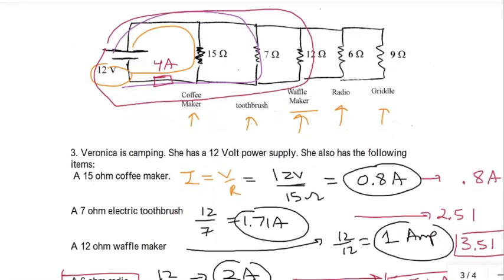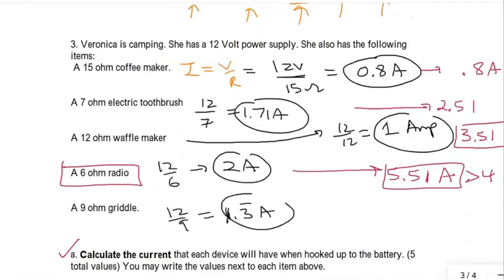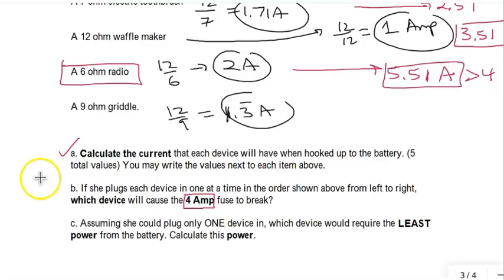Okay, so again, that's not really a very standard problem because it's not really testing logic. It's more just a practical question, and just the understanding that you keep adding, like in your house, the more stuff you plug in, you just keep adding the current. Okay, and then I see and see that I also use the formula that I really don't want you using, so assuming she could plug in only one device, which would require the least power from the battery, calculate this power.